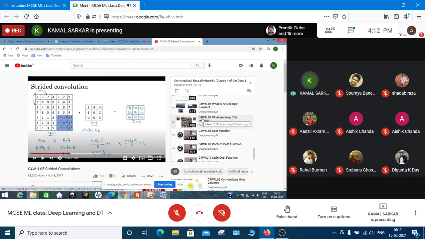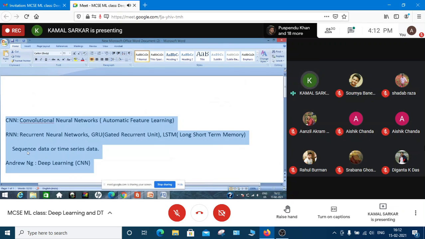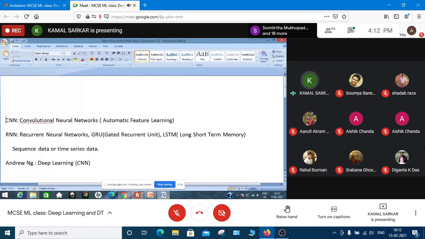The RNN will take another 6 hours, so a minimum of 6 classes. So 6 and 6 make 12 classes. At least 12 classes are required to cover the CNN and RNN. I will likely have a total of 6 classes up to March, and I have to cover decision tree learning, Bayesian networks, and some other topics like data clustering, so many things. So deep learning cannot be taught further.